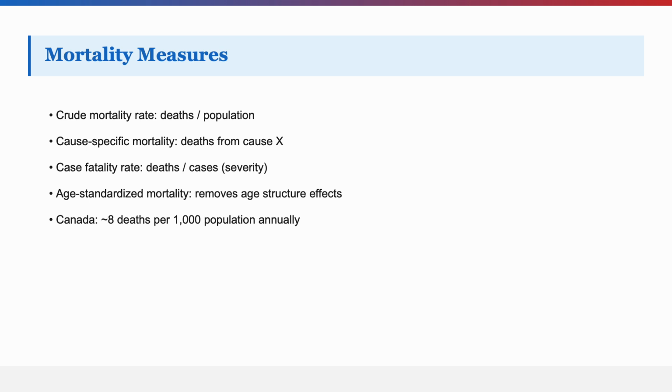For healthcare managers, mortality data drives priority setting. Which conditions are killing people in your catchment area? How does your mortality compare to provincial or national benchmarks? Are there disparities in mortality by neighborhood or population group?